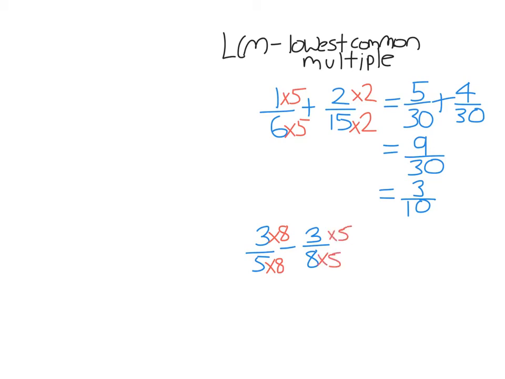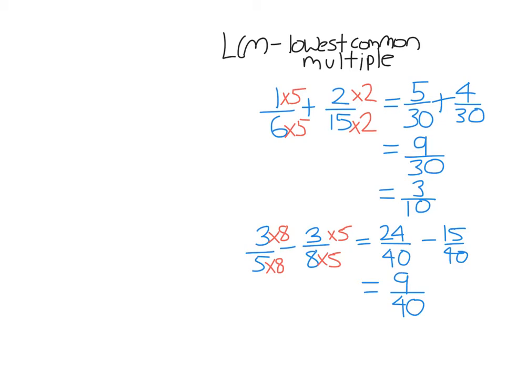So 3 over 5 is the same as 24 over 40. 3 over 8 is the same as 15 over 40. So once again, I just got that by going 3 times 5 is 15, 8 times 5 is 40. So now they have the same denominator. I just subtract the numerators, keep the same denominator. 9 over 40 can't be simplified because 9 and 40 have no common factors.